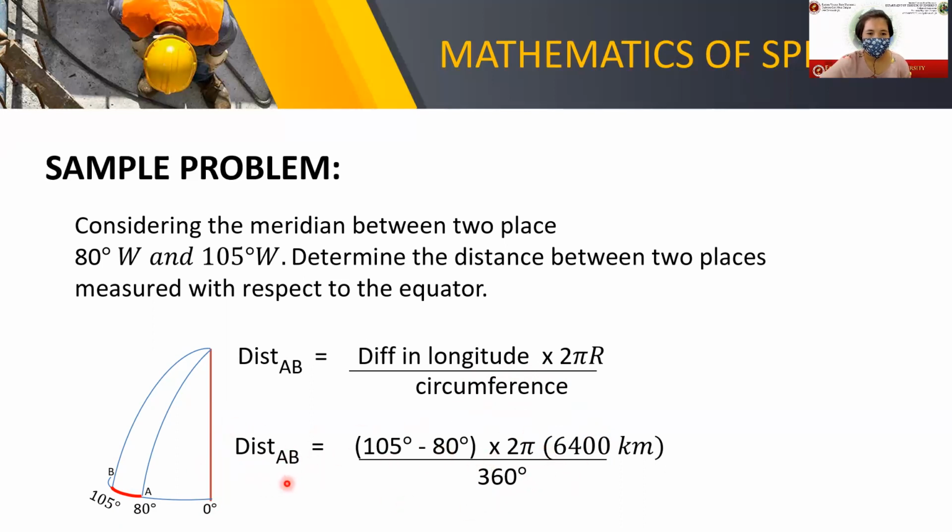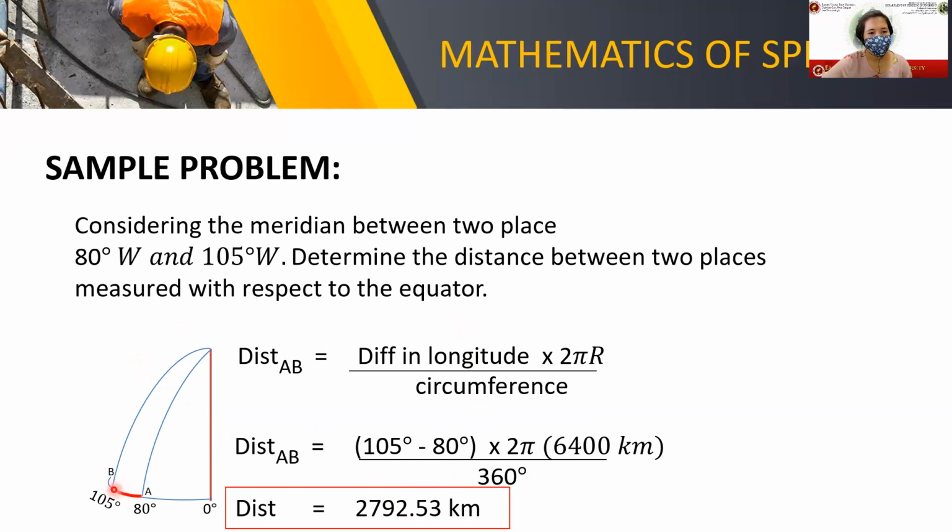We can compute distance AB as equivalent to 2,792.53 kilometers. So check if my solution is correct. If not, you can comment on the comment box where I'm going to post this video. Okay, so you check if the answer, 2,792.53, is correct.